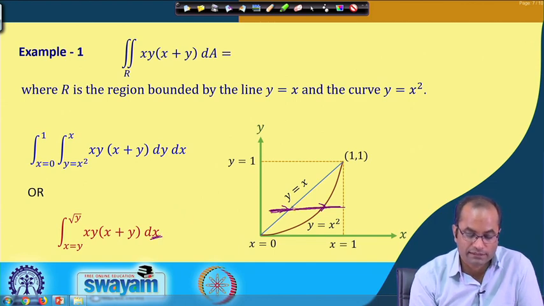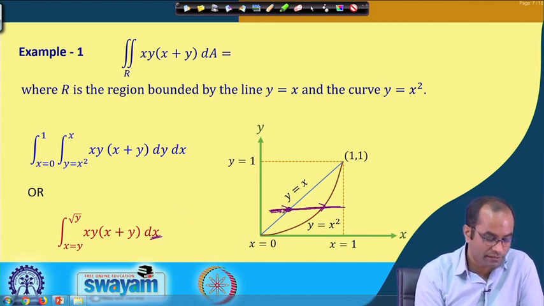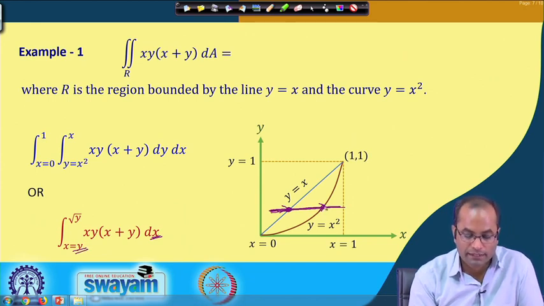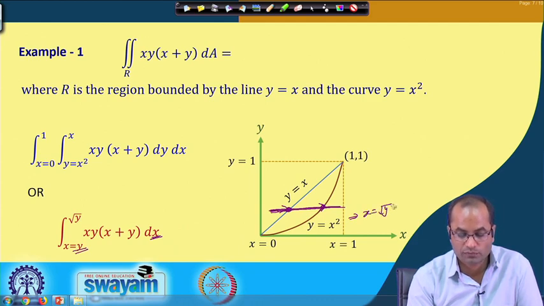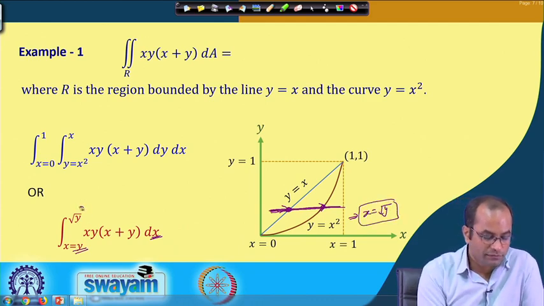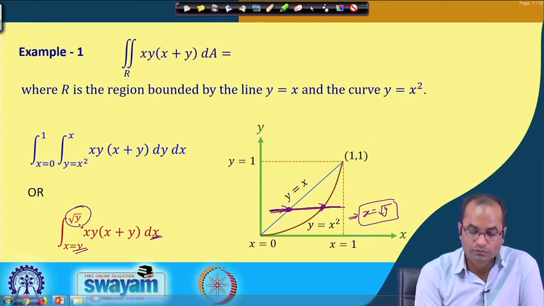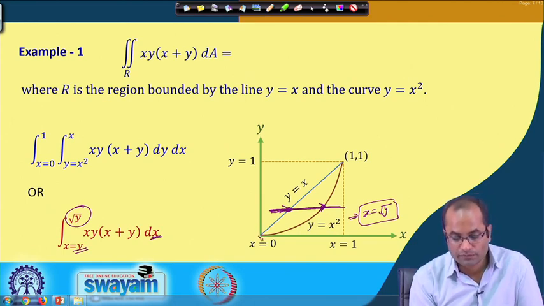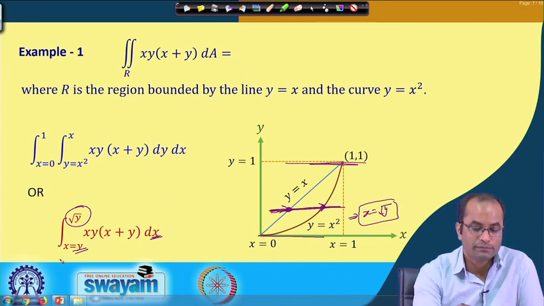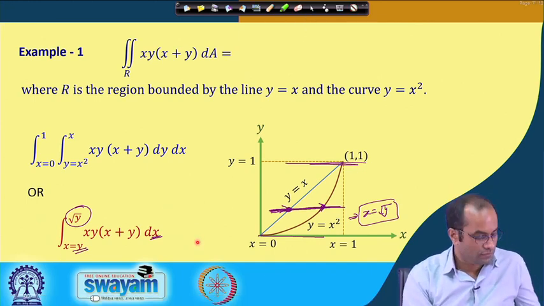So, here x is equal to y, that is the entry point. So, x is equal to y is the limit, and it is leaving at y is equal to x square, from which we can take x is equal to square root y. So, we are leaving the domain at x is equal to square root y. These are the limits now for x, and such lines will vary from y is equal to 0 to y is equal to 1.